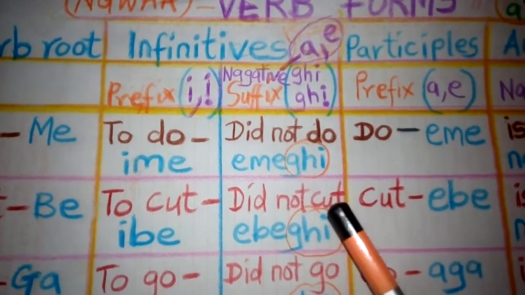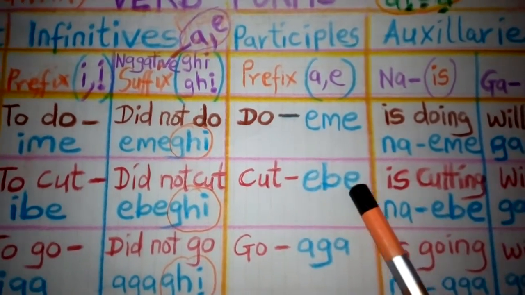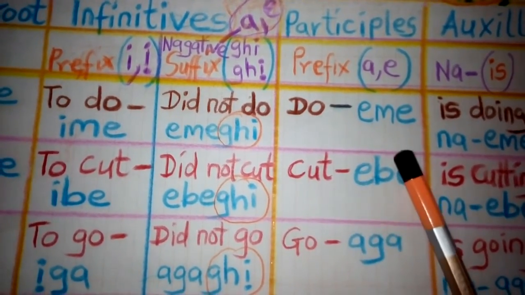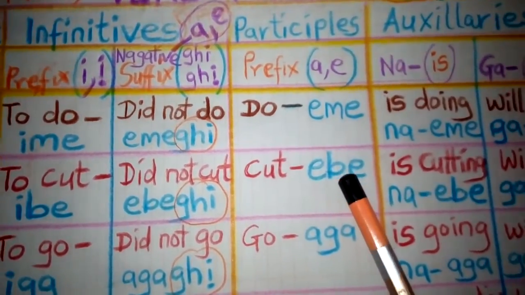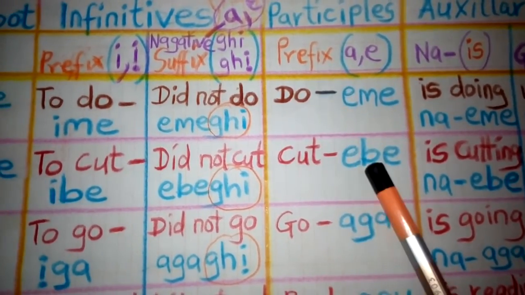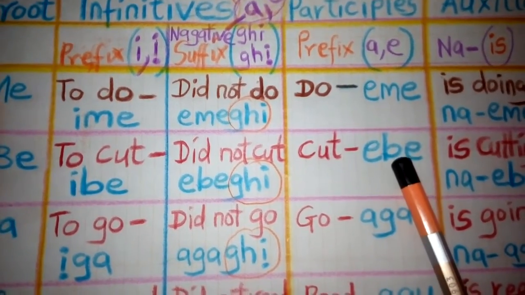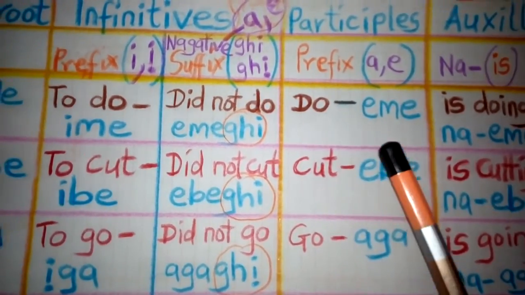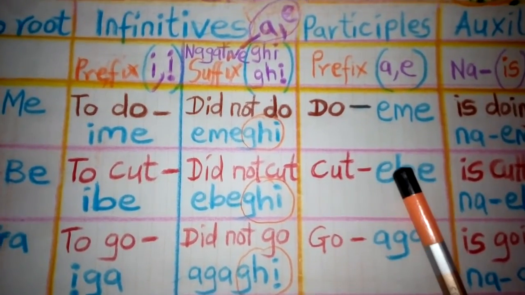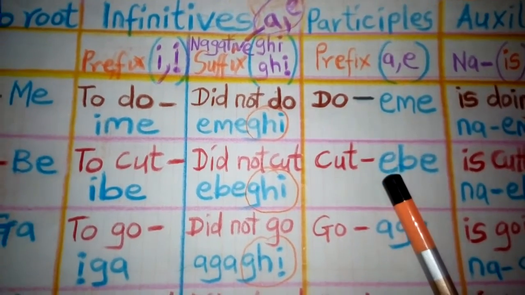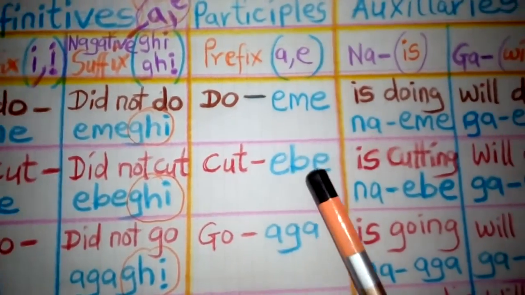Now about the participle and the auxiliaries. The participle is used with an auxiliary to specify the action of the verb in a sentence. Na and ga are the two auxiliaries in the Igbo language. They are connected with the verb stem, that is the participle, through a hyphen to form a complete verb in a sentence. So a participle has no meaning in a sentence if there is no auxiliary to complete the action. I hope I'm making sense.